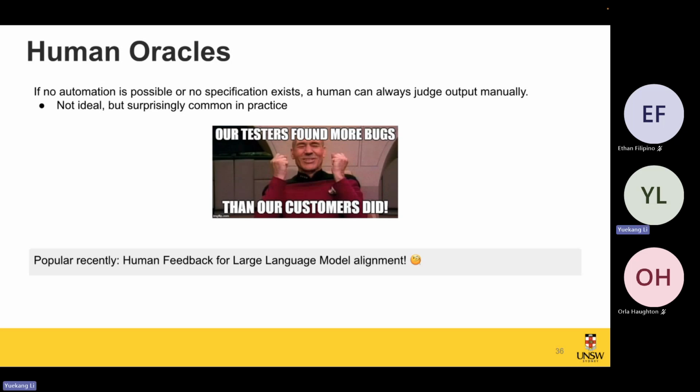And of course, in the last few years, human oracles are very popular for large language models, because when OpenAI first released the GPT-3 or GPT-4 series, they used human feedback to help train the model, or do alignment for the models. So in this case, we have to involve humans as oracles.